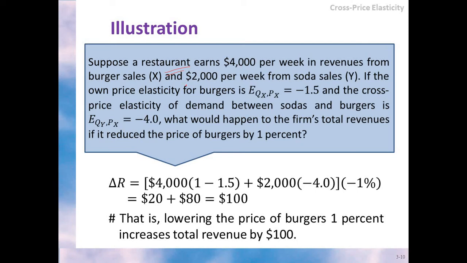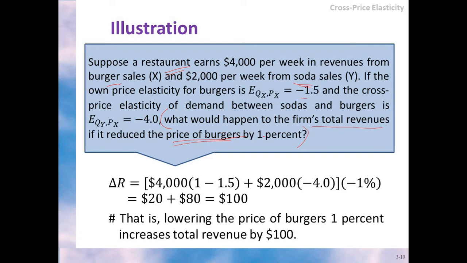So let's say this restaurant sells burger and also soda. The own price elasticity of burger is given, and the cross price elasticity is given. So the question is, what would happen to the firm's total revenues if it reduced the price of burger by 1%?